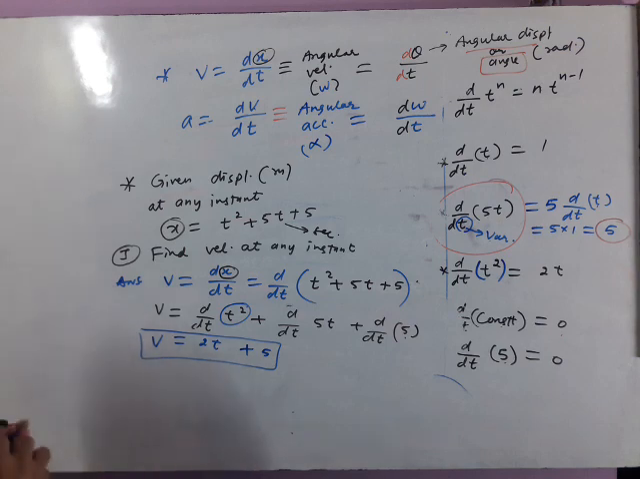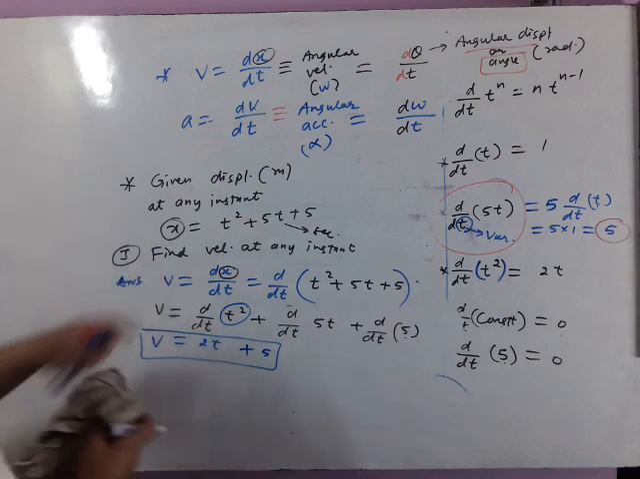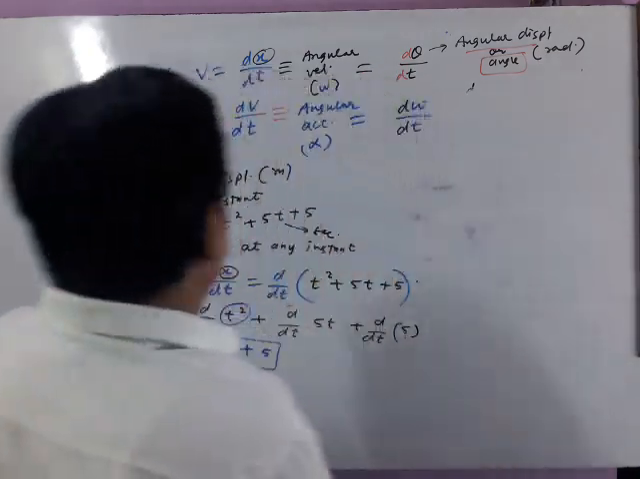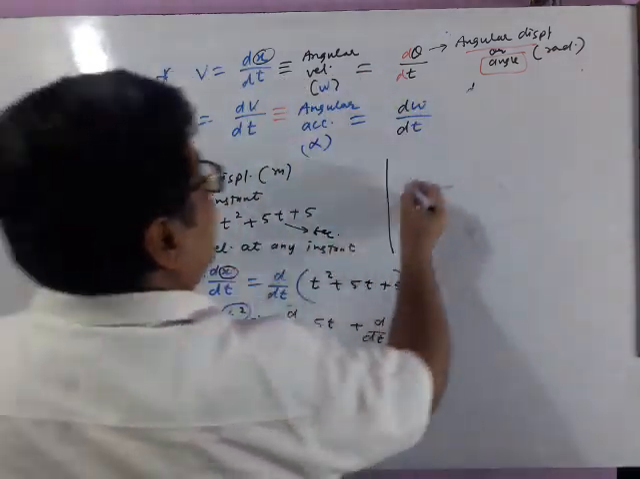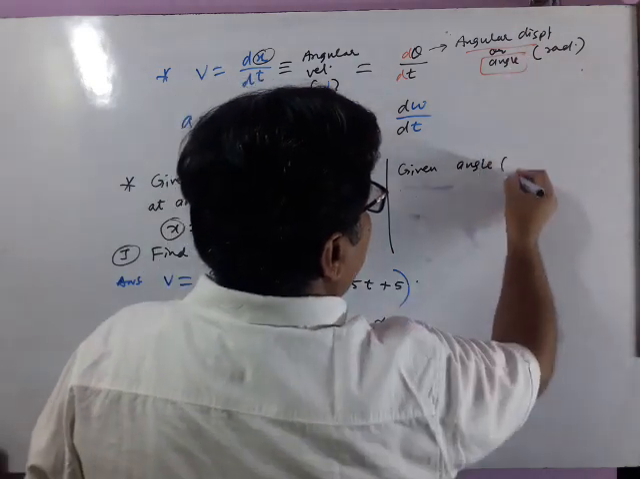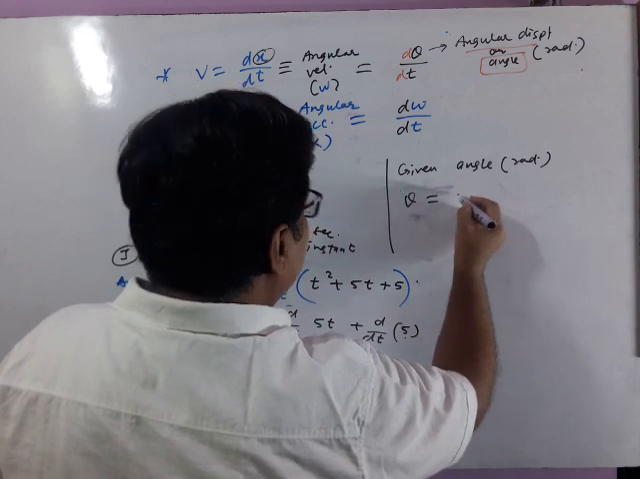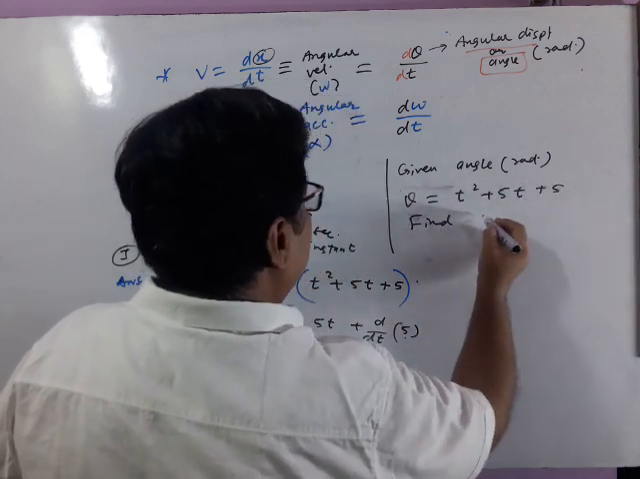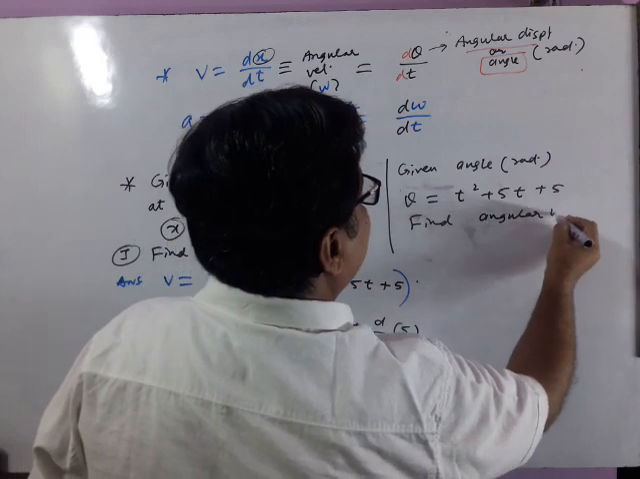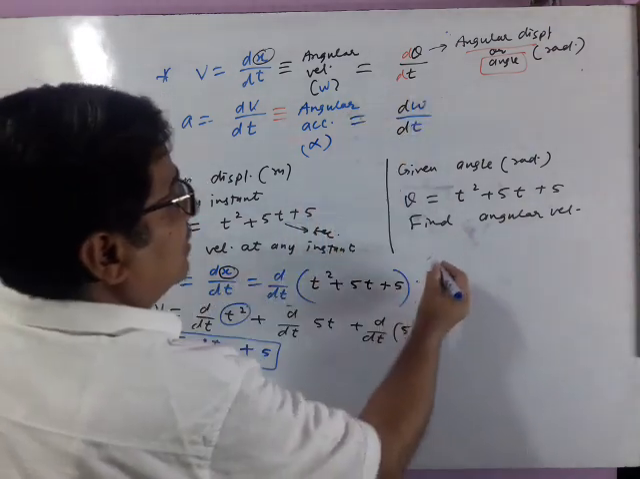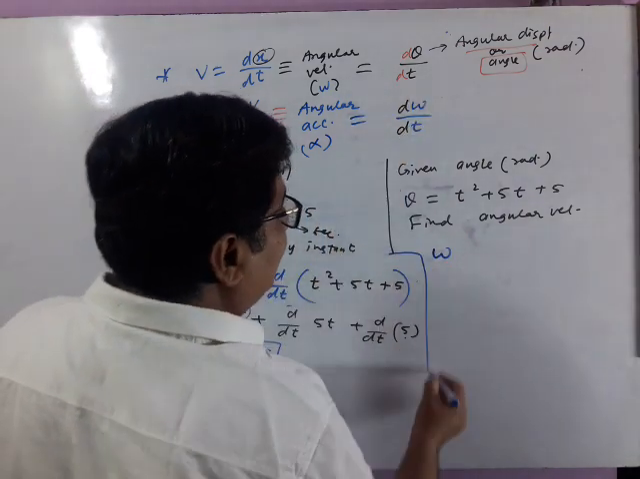So this gives velocity at any instant. Now see, if I ask the same question for angular velocity and angular displacement, see this simultaneously. If you are given angle or angular displacement in radians at any instant, t square plus 5t plus 5, and the question is to find angular velocity, both ways it is the same. Just remember this formula: angular velocity, we call it omega.